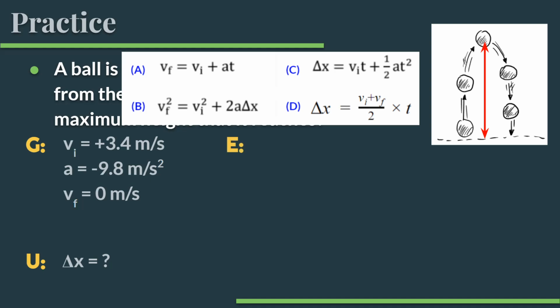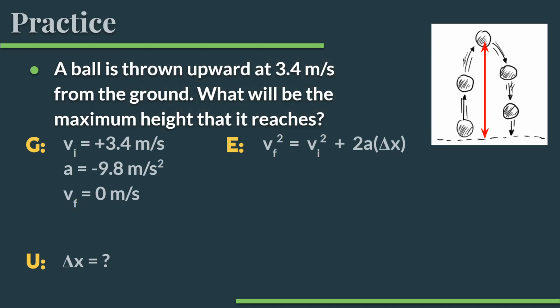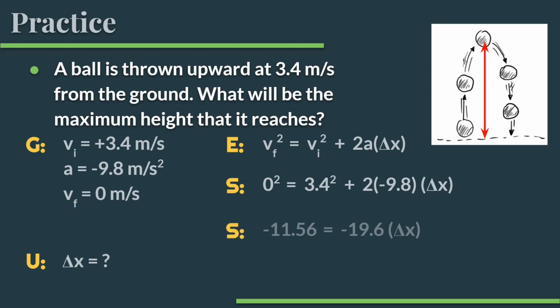So our equation will be this one: VF squared equals VI squared plus 2 times A times delta x. When I substitute in, it's going to look like this: 0 squared equals 3.4 squared plus 2 times negative 9.8 times delta x. Whenever I go to solve this, 3.4 squared is 11.56.